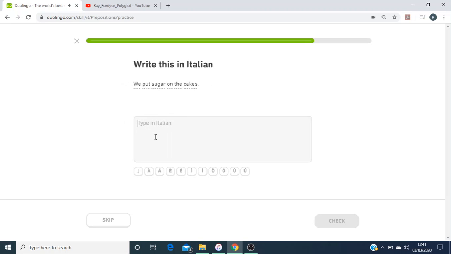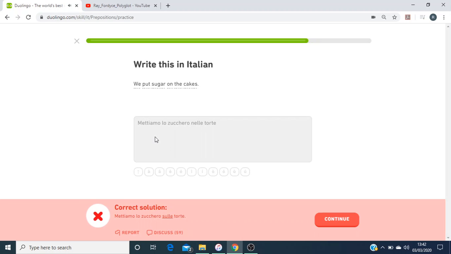We put sugar in the cakes. Mettiamo lo zucchero nelle torte. Yes. Oh, on the cakes. So that would be perfect if we're putting in the cakes. So yeah, I should have read that properly.